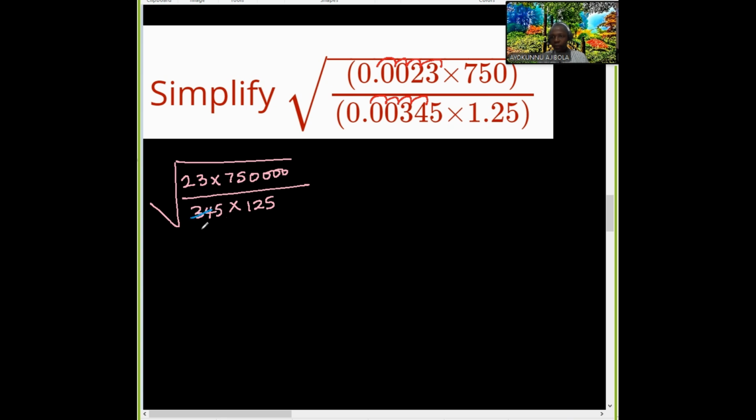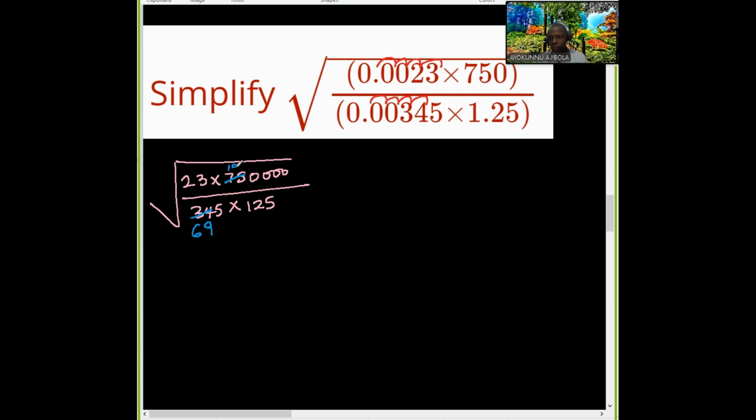5 in 34 is what? 6, right? Remainder what? 4. 5 in 45 is what? 9. Then 5 can divide this 75. How many 5 is in 75? That is 15, right?